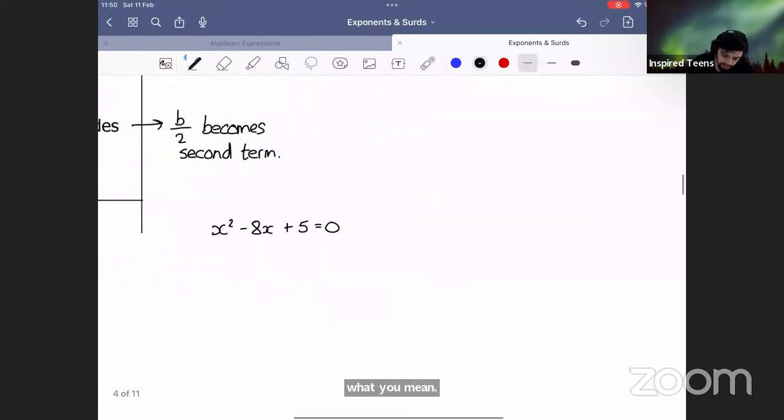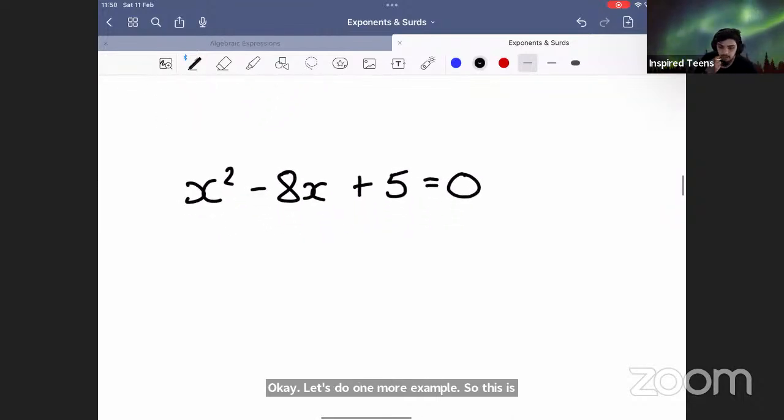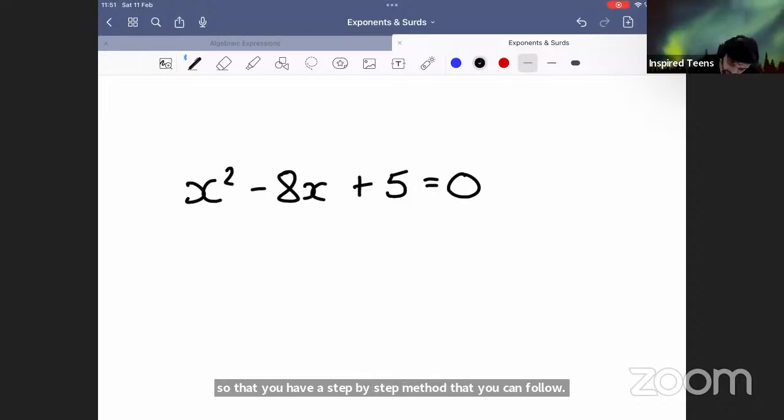Okay, let's do one more example. So this is completing the square. Okay, we're going to follow it step by step. I will write up these rules as well, neatly, so that you have a step-by-step method that you can follow. You must always end up with two answers. Generally, yes, you will. Okay, let's go quick. I have load shedding, I think, in like 5 minutes.